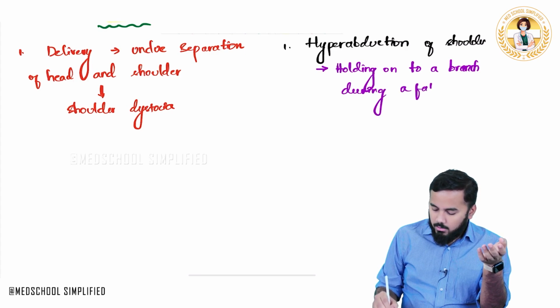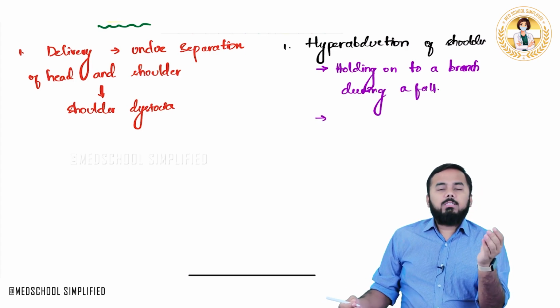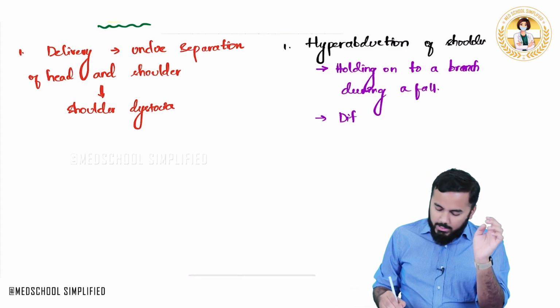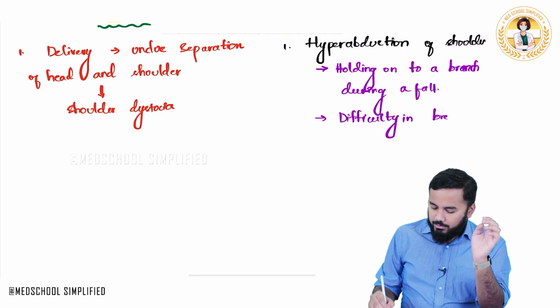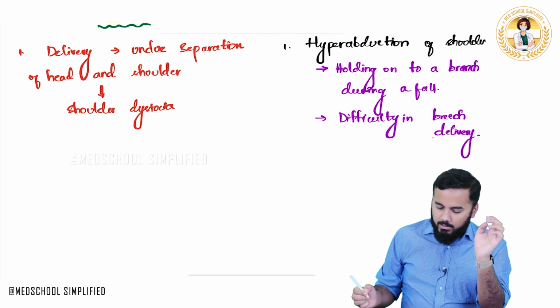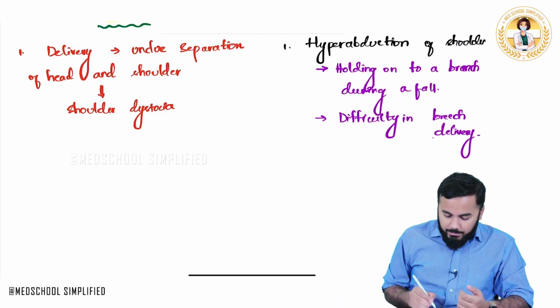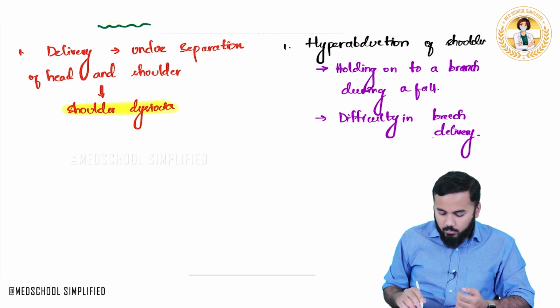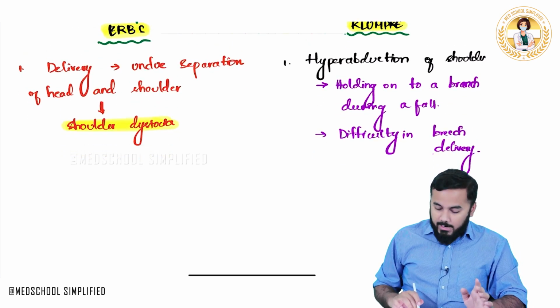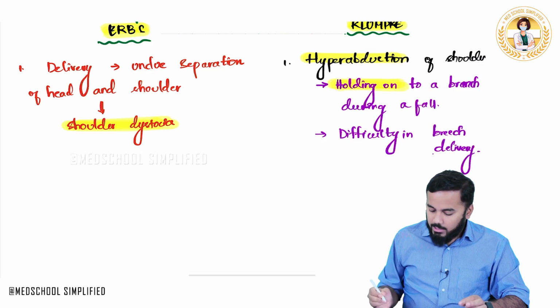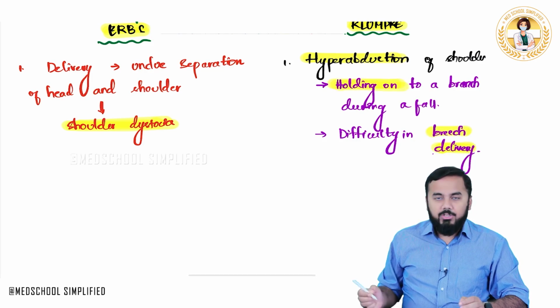Second important thing is that if there is any kind of difficulty in breech delivery, in this case also there will be hyperabduction of shoulder. So shoulder dystocia is one most important reason in Erb's palsy. And in hyperabduction, the causes are holding onto a branch as well as difficulty in breech delivery.